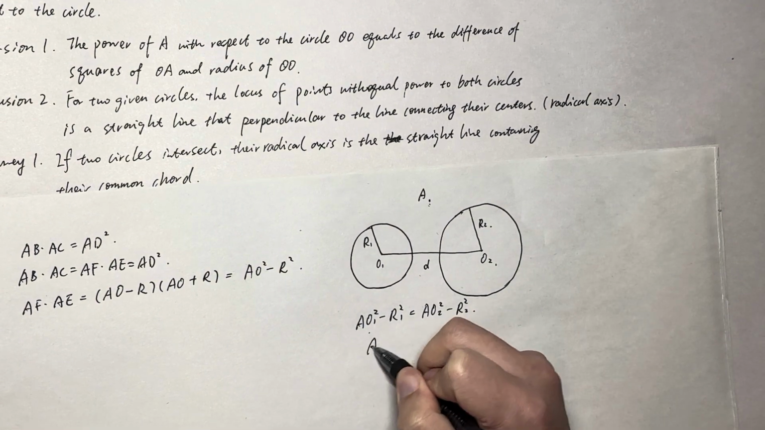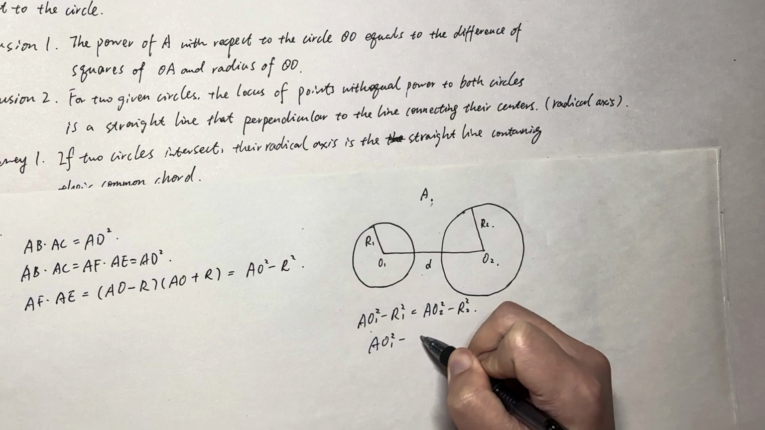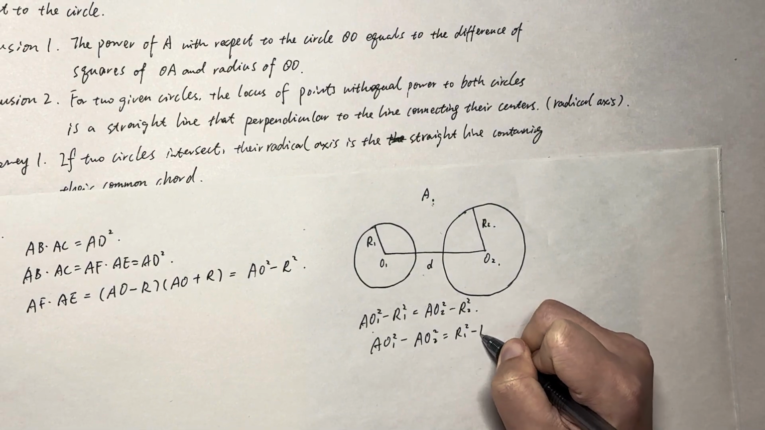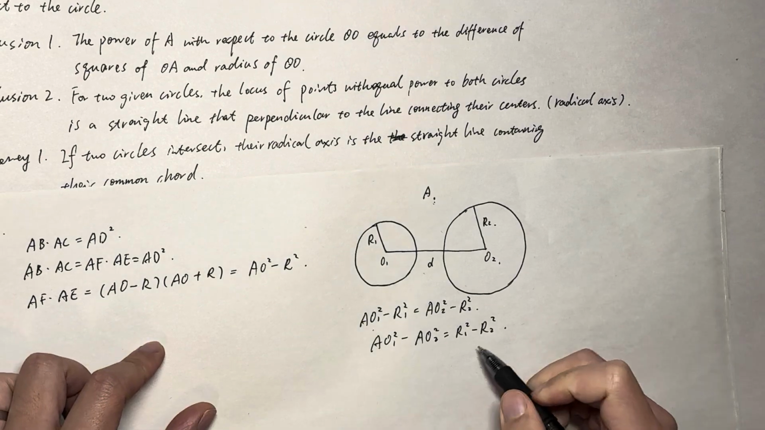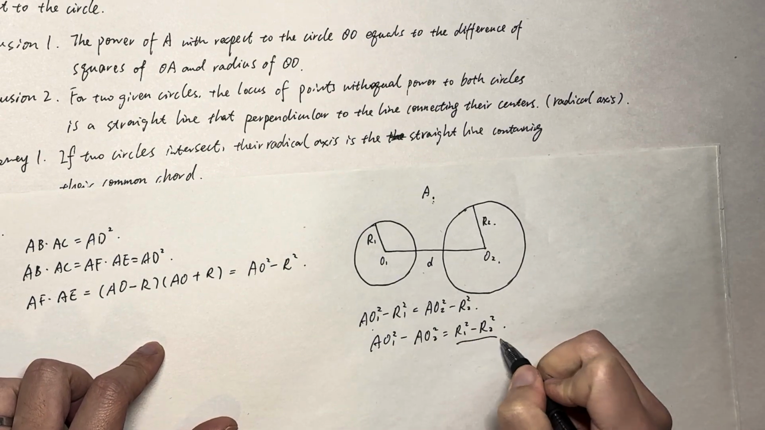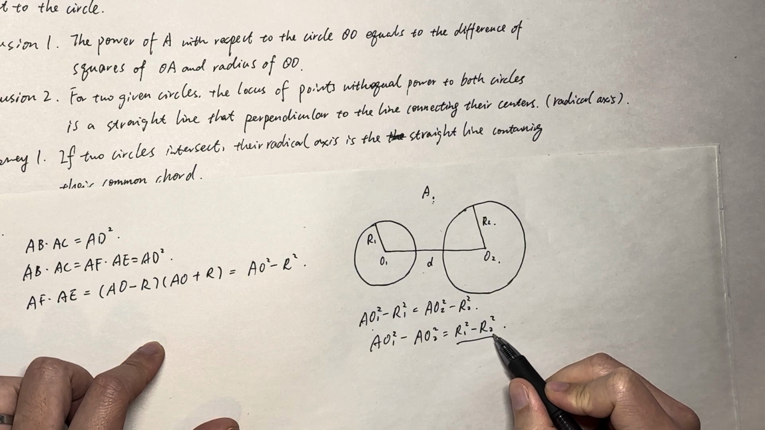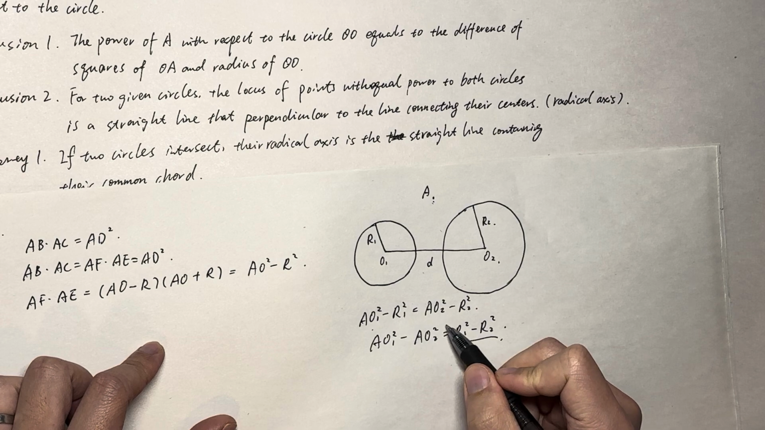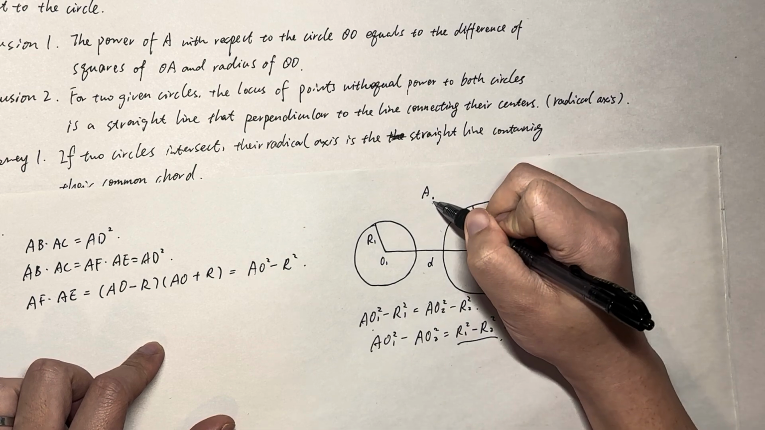Then we know that AO1 squared minus AO2 squared equals R1 squared minus R2 squared. Notice that since the circles are given, R1 squared minus R2 squared is a constant, which means AO1 squared minus AO2 squared is constant.